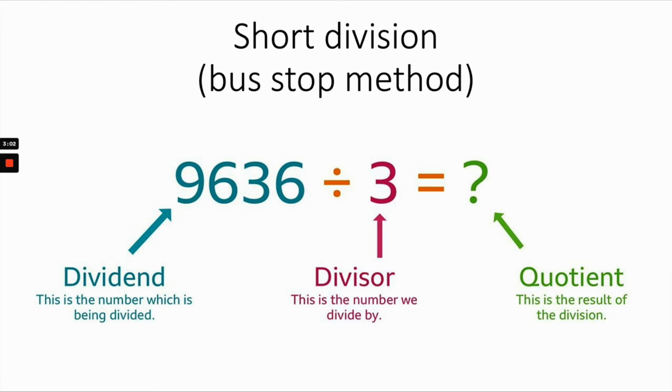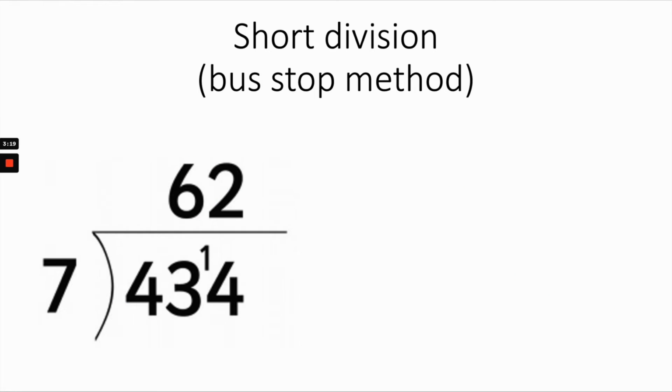And here we have short division. So some key terms that the children will also be using include dividend, the number that we are dividing, the divisor, the number that we divide by, and the quotient, which is the answer to the division calculation. So here we have short division and we have 434 divided by 7 and we get the answer 62.